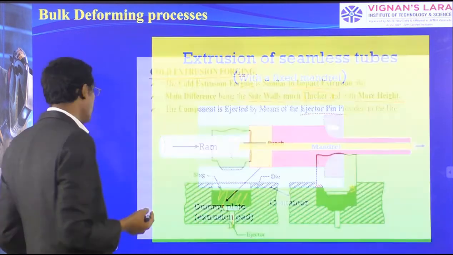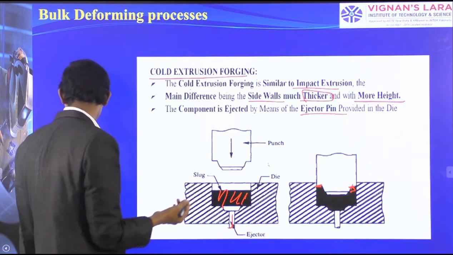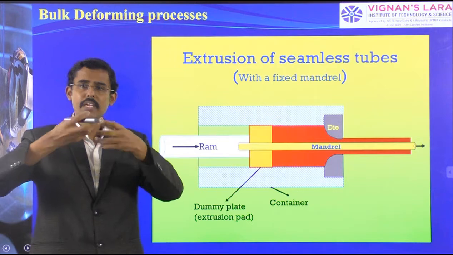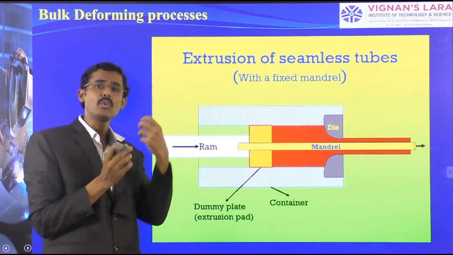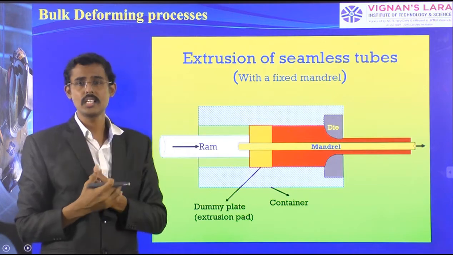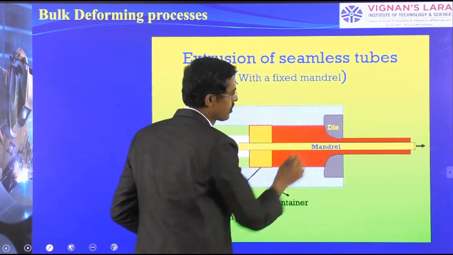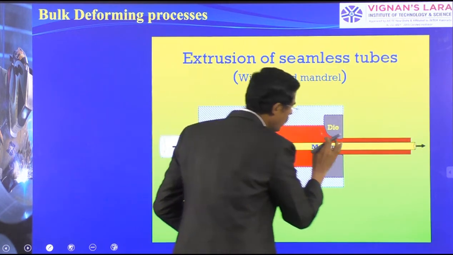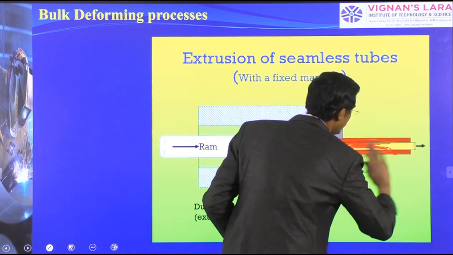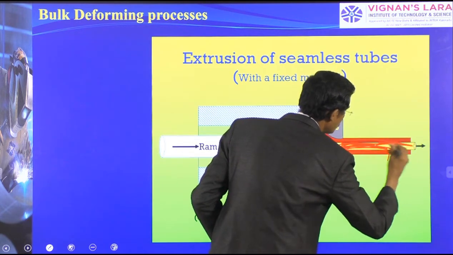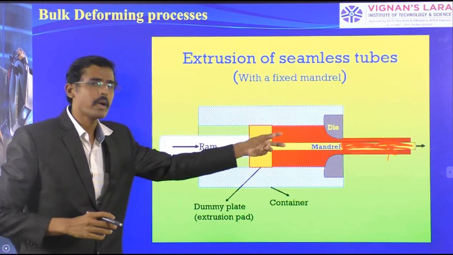Until now we have talked about only bars and solid shapes, and now I want to take care of pipe material. Pipe means inside a cylinder there is a hollow. How do we create that hollow in the bar which is coming out? I have kept the bar, and it is going to come out entirely. But I need now a hollow pipe.